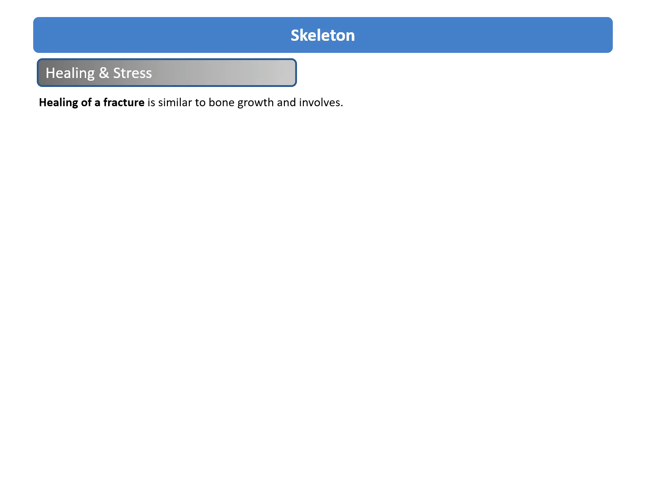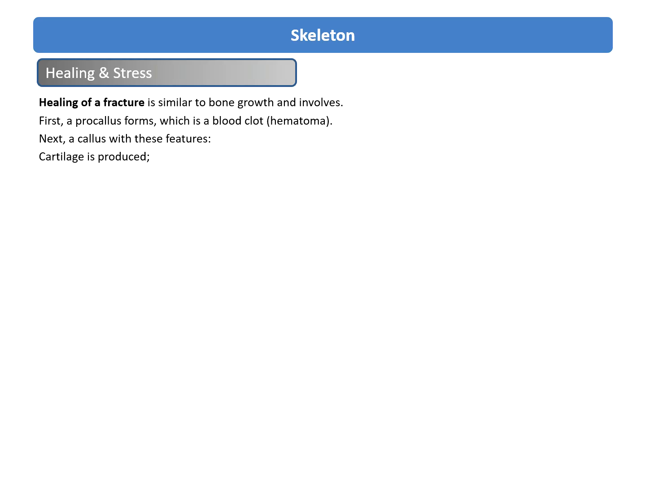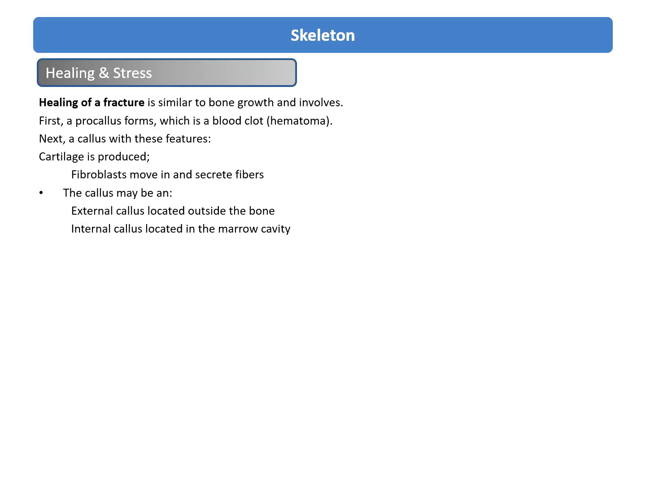Healing of a fracture is similar to bone growth, and it involves first the formation of a procallus, which is essentially a blood clot, a hematoma. Next, a callus begins to form, and it has these characteristics. Cartilage is produced, fibroblasts move in and begin to secrete fibers, as we described. The callus may be an external callus located outside of the bone, or an internal callus located in the marrow cavity. Both will form to give the healing process great strength.